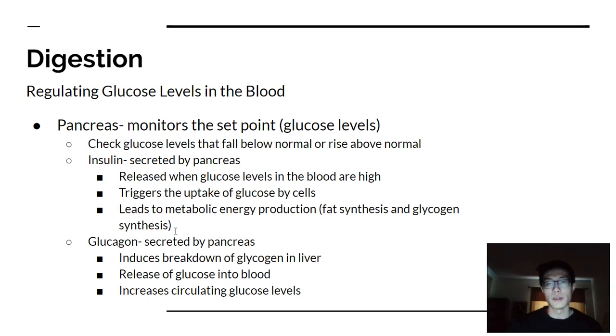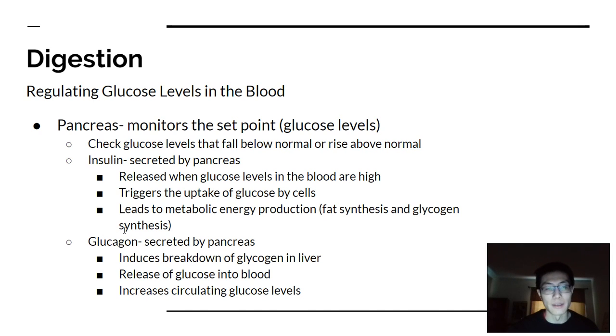This leads to metabolic energy production, for instance, fat synthesis, as well as glycogen synthesis. So obviously, if you are diabetic and you have some kind of an issue with a lack of insulin, you might have high blood glucose levels, but you're just not being able to absorb them into your body. Insulin actually causes a lot of interesting cascades, which we're not going to talk about, but it can help regulate various levels of glucose as well as other indirect things within the body.